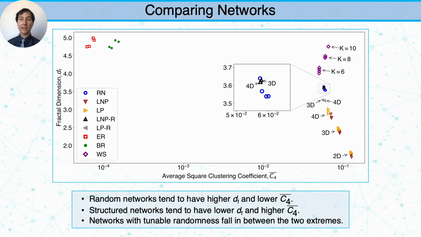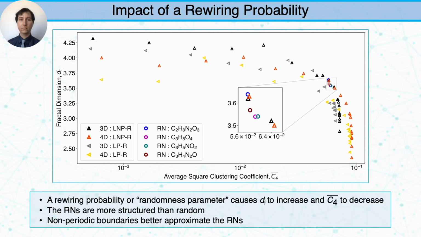The best matching 3D network has a rewiring probability of 7.5%, while the 4D network has a rewiring probability of 5%. For lattice networks, we explore a rewiring probability of 0% to 70% and see that more rewiring causes the fractal dimension to increase and the average square clustering coefficient to decrease. We see an initial rapid increase in the fractal dimension and then a leveling off in how fast it increases. Even a small amount of rewiring will cause the fractal dimension to increase. The rewiring impacts the fractal dimension faster than the average square clustering coefficient.